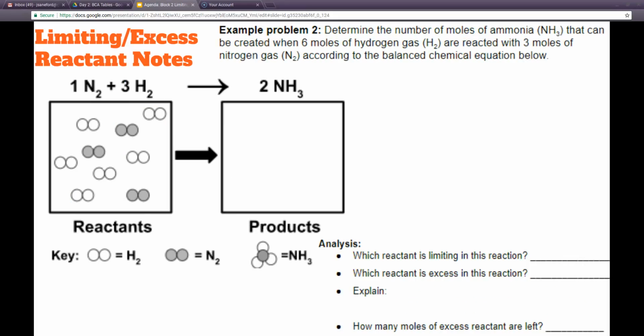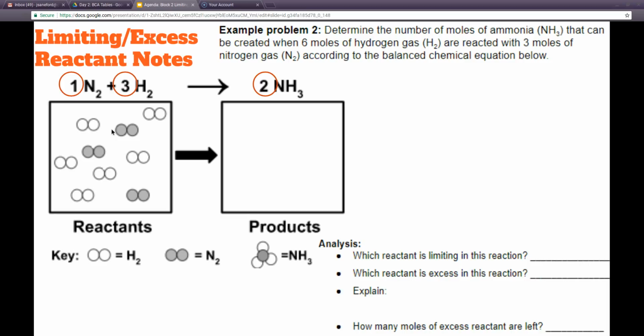Let's do another example together. So this question gives you a different reaction. It asks you to determine the number of moles of ammonia, NH3, that can be created from 6 moles of hydrogen gas, H2, and 3 moles of nitrogen gas, according to the balanced chemical equation below. So we have our balanced chemical equation, and again, our coefficients are going to help us out tremendously here. So 1 on the nitrogen, 3 on the hydrogen, and 2 on ammonia.